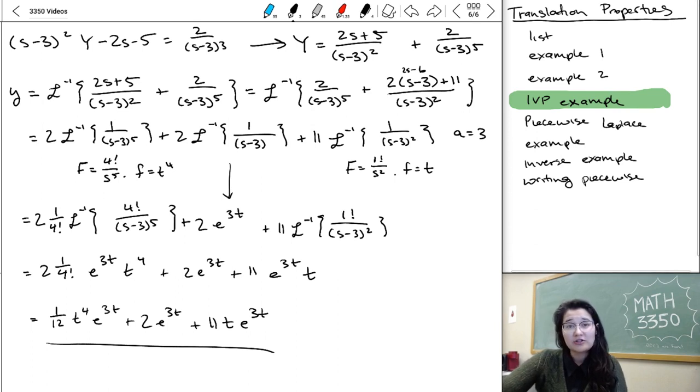So that's a solution you could have gotten a different way previously, but we just learned how to do it with Laplace. And in our next video, we will move on to working with that curly u function that we introduced earlier.